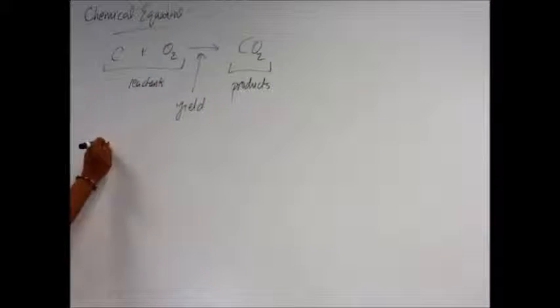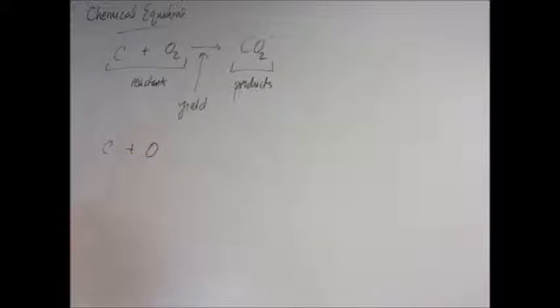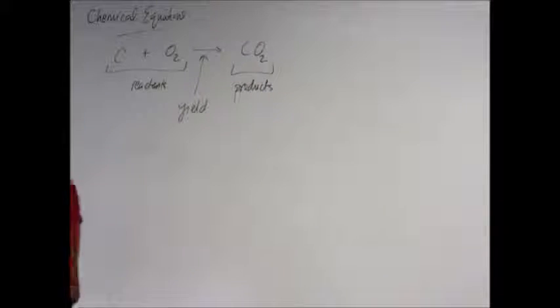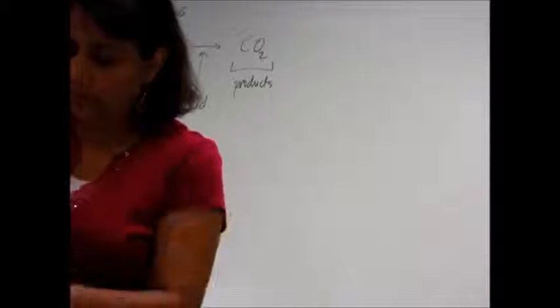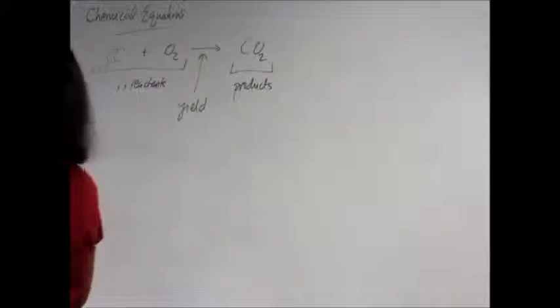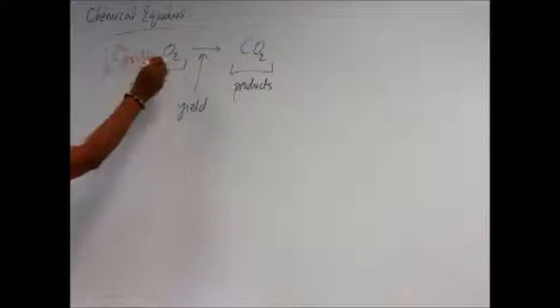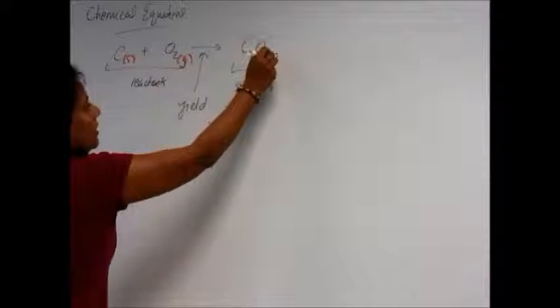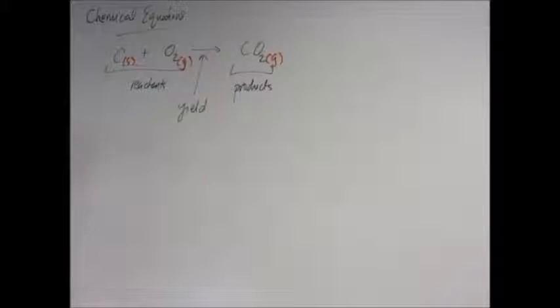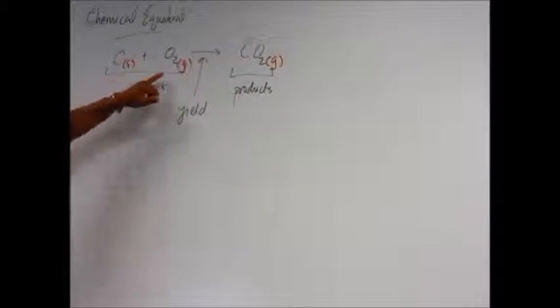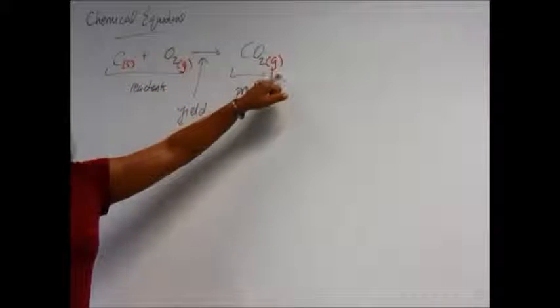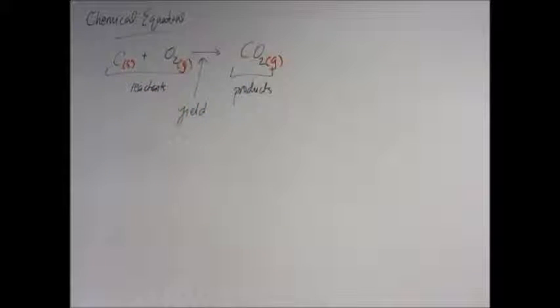Okay, the second aspect, if we write this equation again, in a different color. You remember these symbols? They are easy to remember, okay, from last time. And that's it. Carbon is a solid, oxygen is a gas, and carbon dioxide is a gas as well. So it tells you the state in which everything is in. So you can actually get a lot of information from just writing one chemical equation.